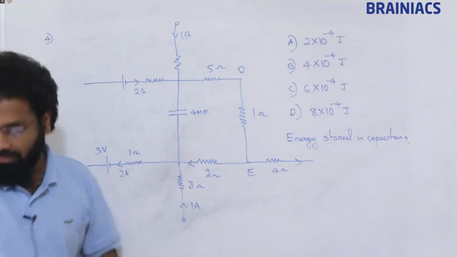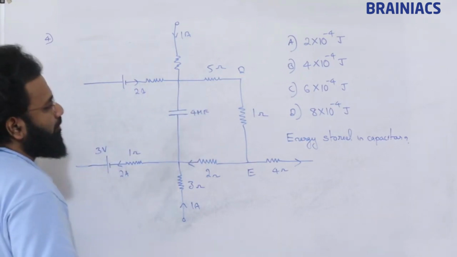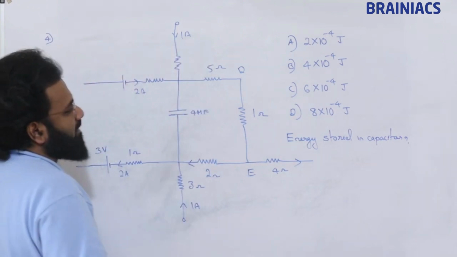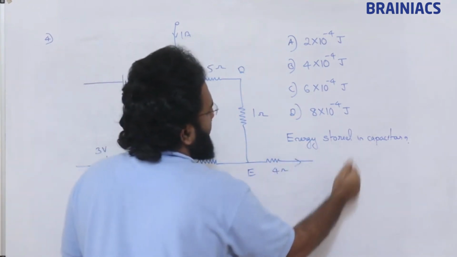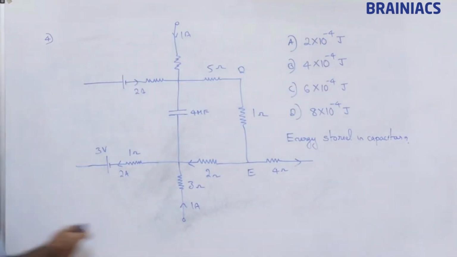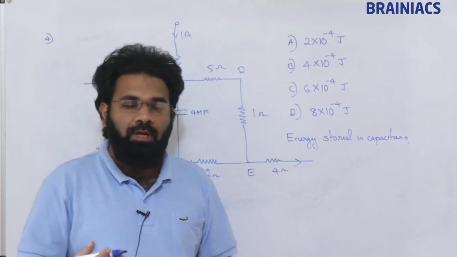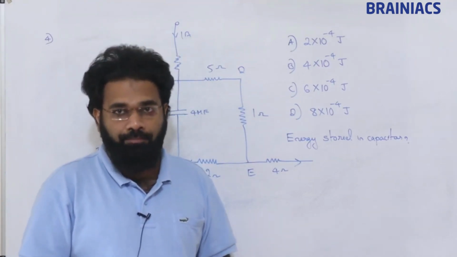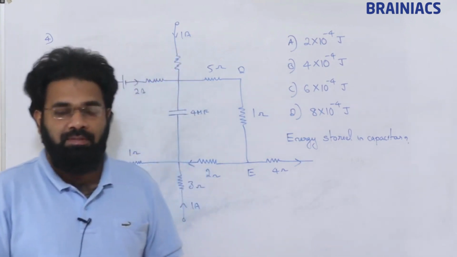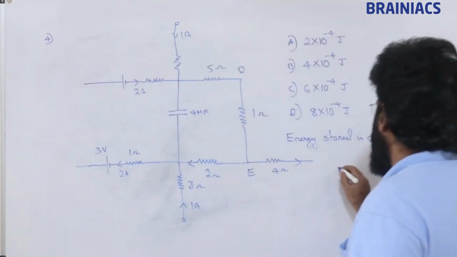This is our next question. Here a circuit is given. Energy stored in the capacitor, that is the question. A 4 microfarad capacitor is given. What is the answer? Options are given in joules. So the idea is energy stored in the capacitor is nothing but half CV square. Hope you must have studied that in the potential and capacitance chapter.